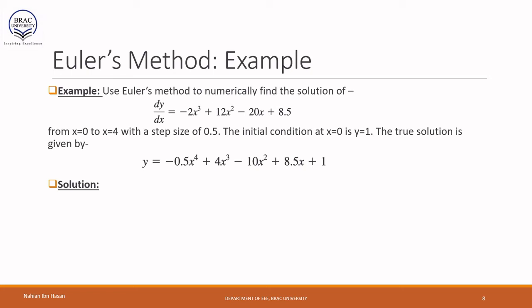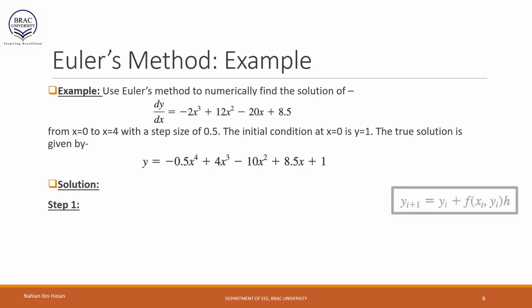Why is this initial condition given? Because based on this initial condition we are going to find out the next terms. That means yi plus 1, then using yi plus 1 we are going to calculate yi plus 2, and so on. Okay, also we are given the original solution here. We will just use it for comparison purposes.